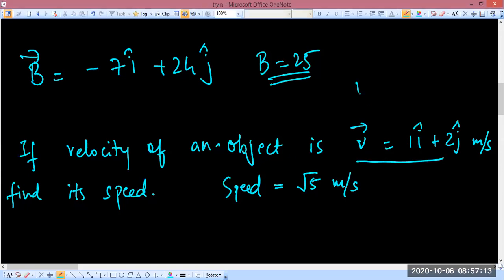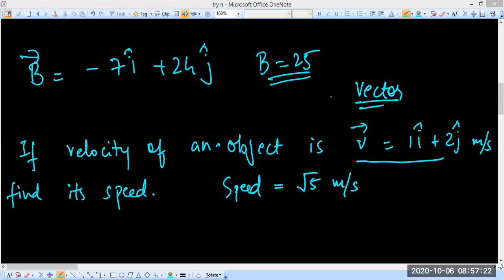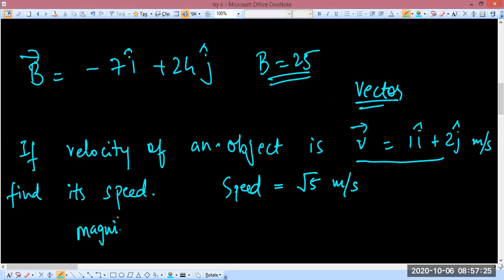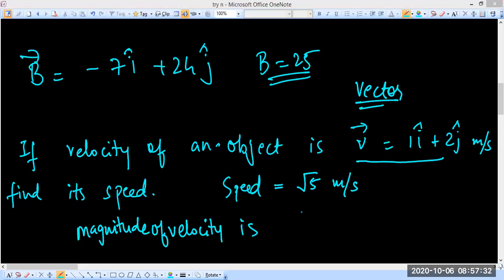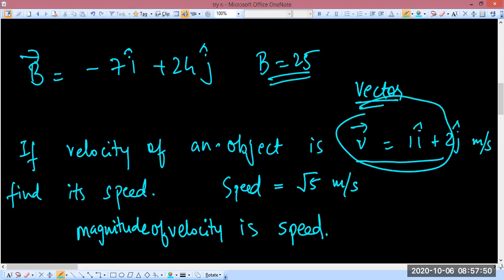See, velocity is a vector, right? Velocity is a vector, and magnitude of velocity is what? What is magnitude of velocity? So I hope everyone has now been able to link, right? Magnitude of velocity is speed. So if velocity is this and you want to find magnitude, then you have to do it like this, correct? So you get answer root 5.